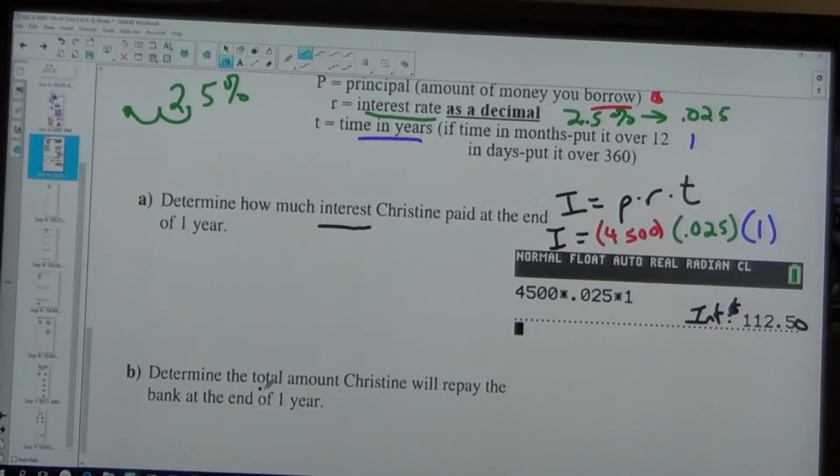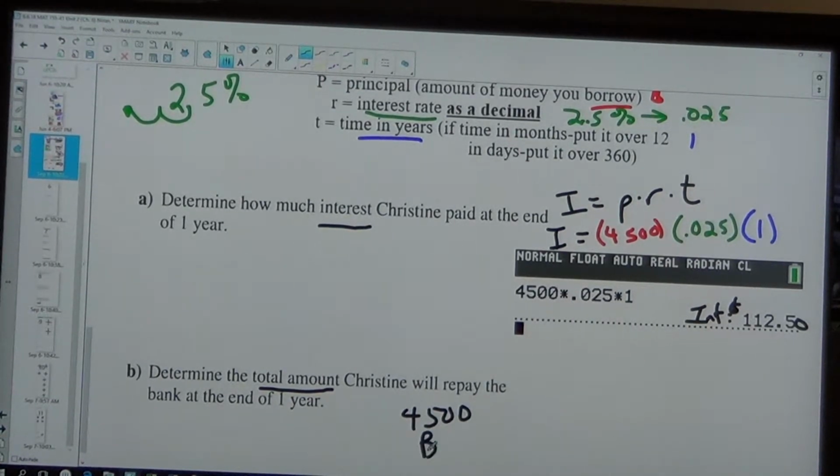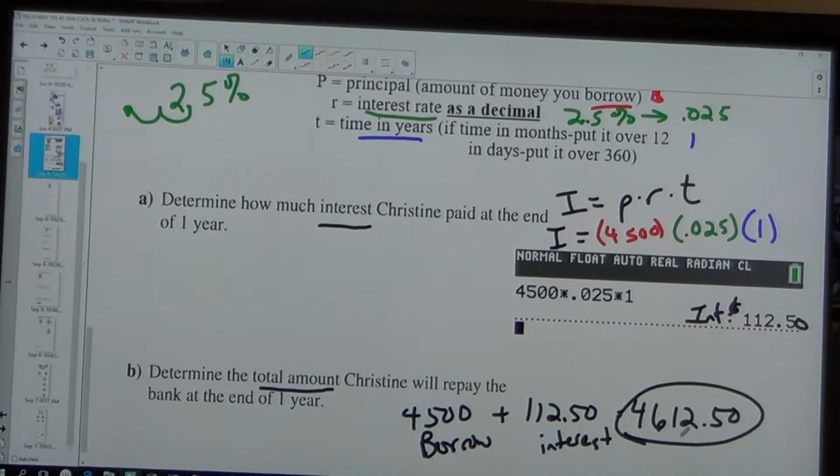Question 2 says, what is the total amount that we have to pay back? Well, we've got to pay him the $4,500 that we borrowed, plus the $112.50 of interest. So we've got to pay him $4,612.50 total.